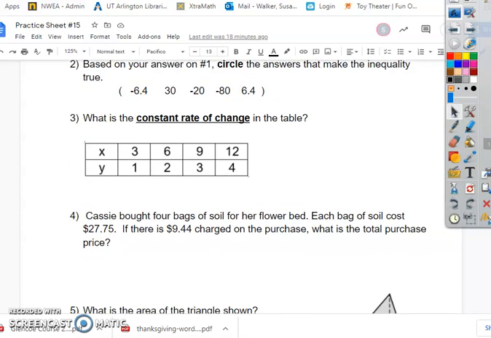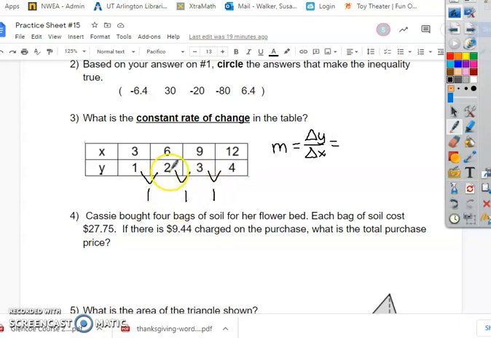Okay, constant rate of change. What is the constant rate of change in the table? So remember, the letter for constant rate of change is M. M is delta Y over delta X. Delta means change. Change in Y over change in X. So remember, when I do this, I hope you remember, I always start at the bottom part of the table. I start at the bottom part because that's the Y. So the change in Y, how much is it changing by?